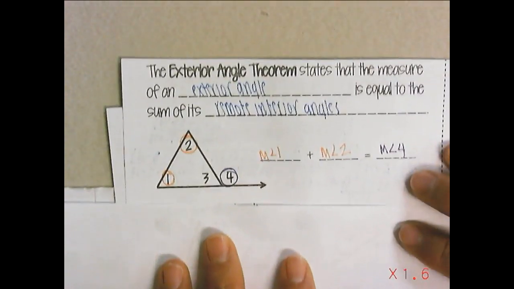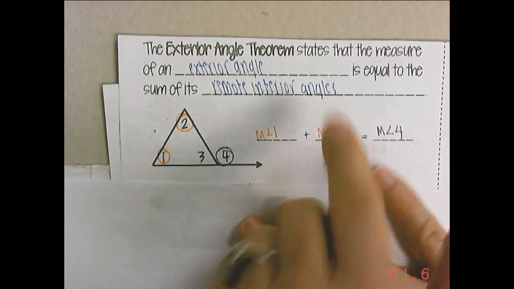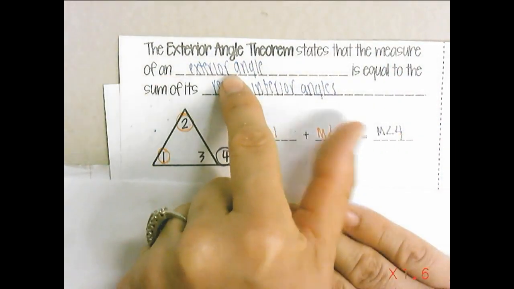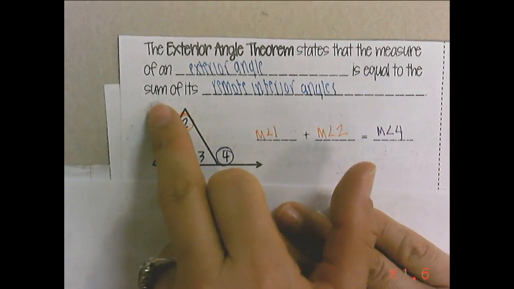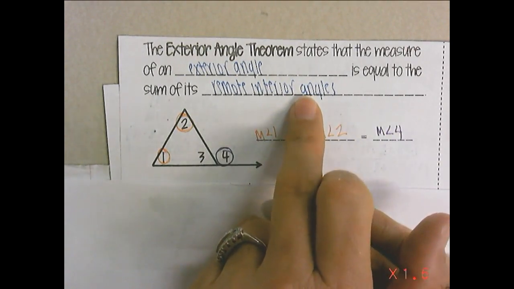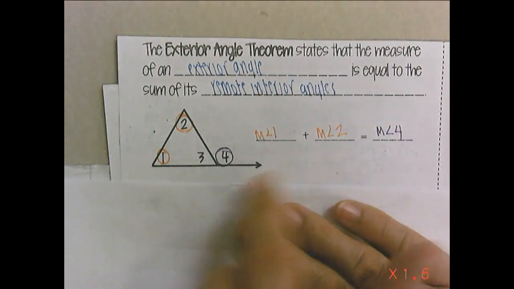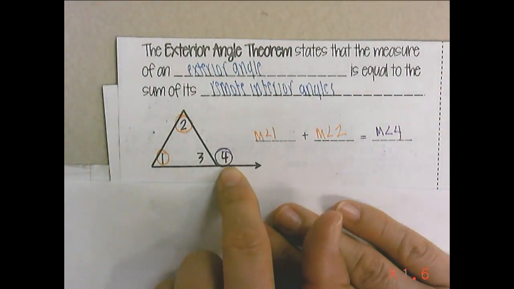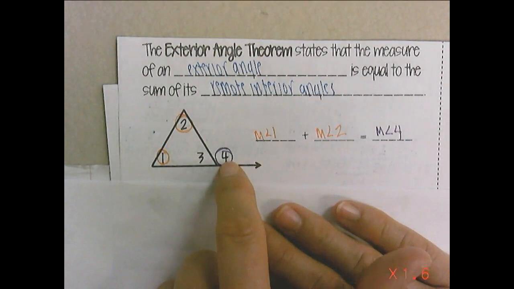Okay, and then we are going to move along to the exterior angle theorem. And that states that the measure of an exterior angle is equal to the sum, meaning addition, of its remote interior angles. All right, what that means is if I add up angle 1 and angle 2, it will always equal whatever that exterior angle is. So the remote interior angles, when you add them together, will always equal their exterior angle.